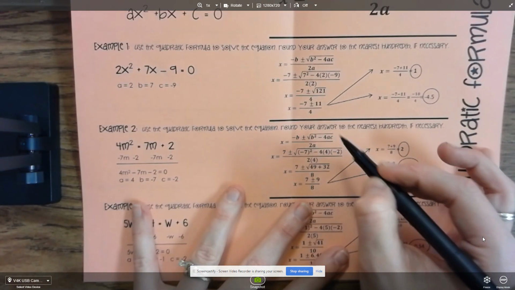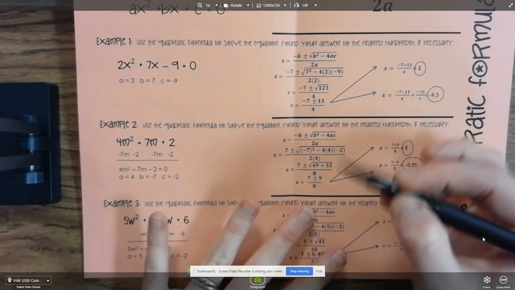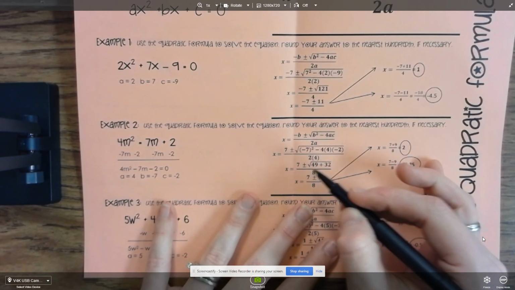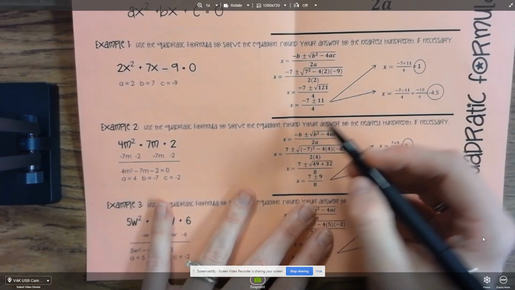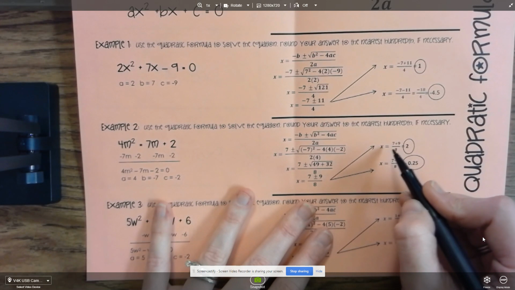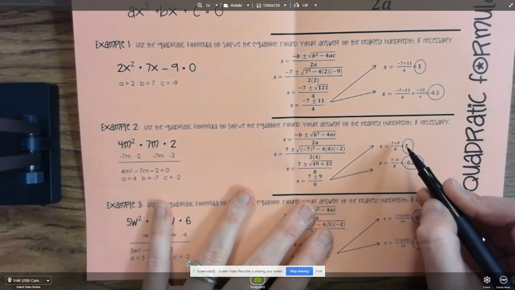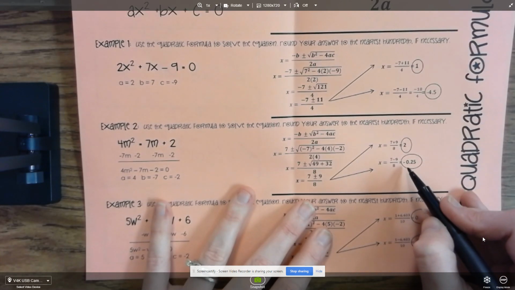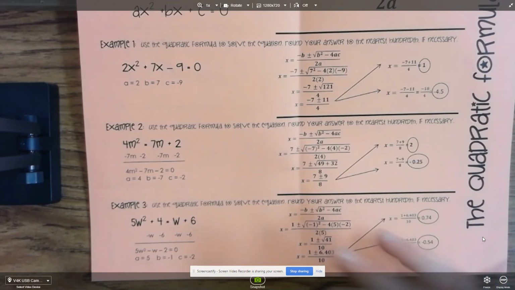And then I come over here, plug everything in. And when I simplify down here, I get 49 plus 32. When I add those together, I get 81. And the square root of 81 is 9. And so here again, I've got 7 plus 9 divided by 8 gives me 2. And then 7 minus 9 divided by 8 gives me a negative 25 hundredths.